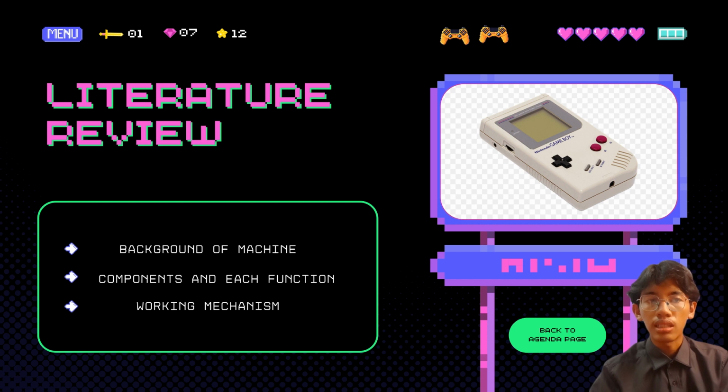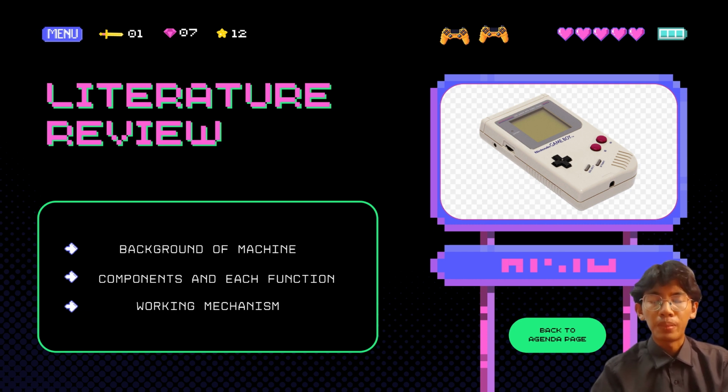Seventh is the cartridge slot, the part where you insert the game. Eighth is the power supply. It provides the electricity needed for all of the components to function. Lastly is the cartridge, which contains the ROM chip with the game data.